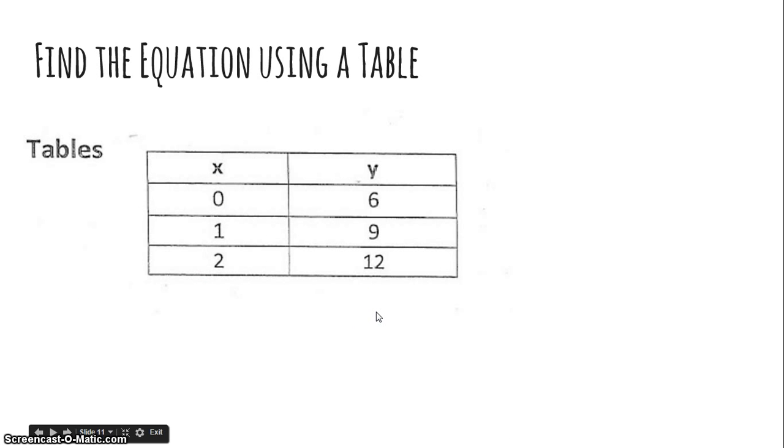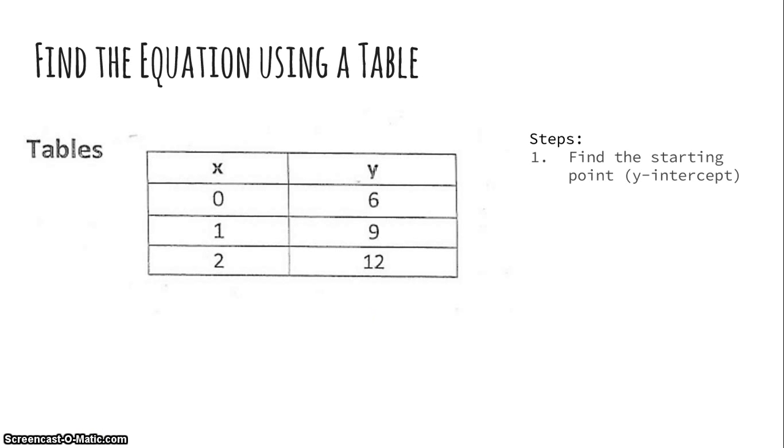Next up, we've got tables again. We're going to get the equation from the table. Now, steps to follow, things to make note of. We need to find that starting point first. When we were doing it with the proportional, the starting point was always (0, 0). Now we got to find the y-intercept. But remember, how do we find the y-intercept? That's when x equals 0. And look, x equals 0, y equals 6. So there's our y-intercept. It's 6.